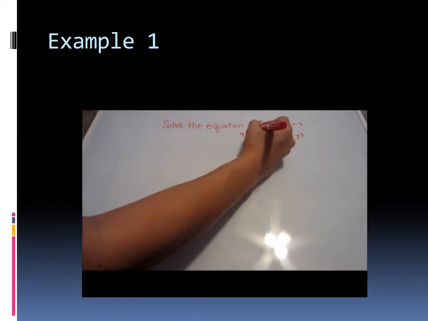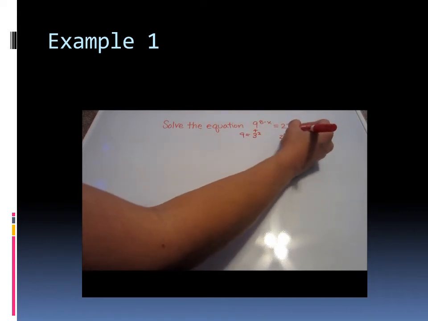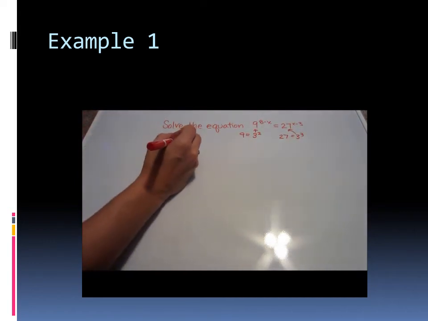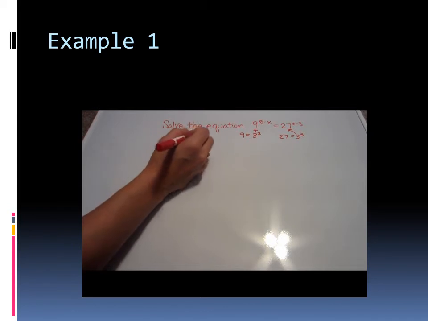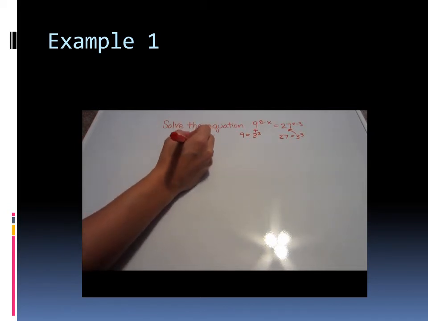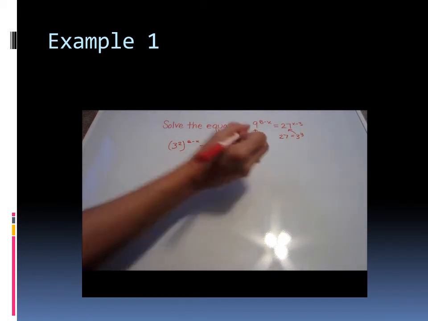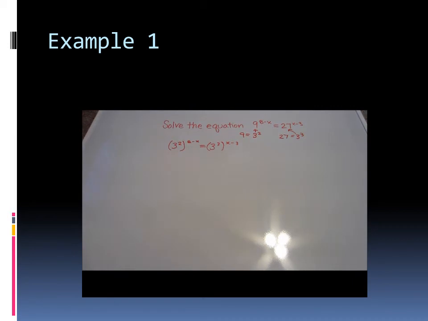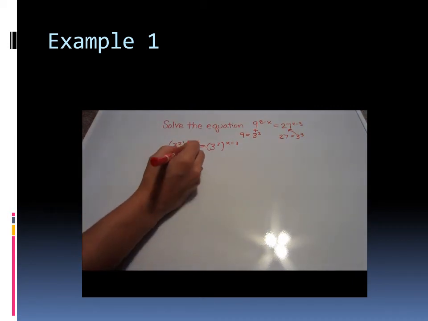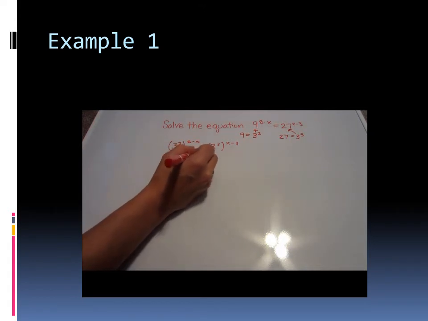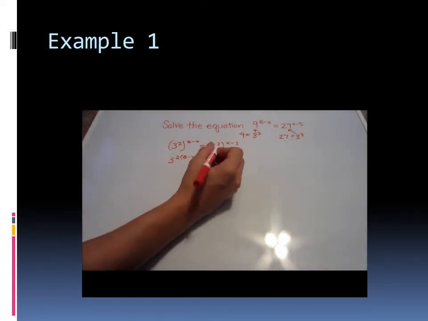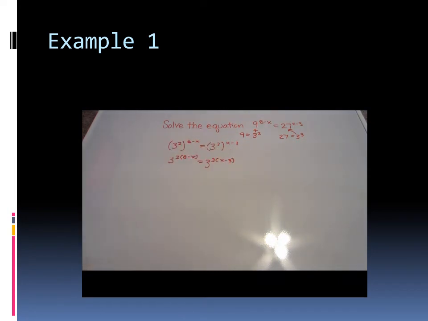So now we can replace these. Instead of 9, we're going to write 3 squared. Instead of 27, we're going to write 3 cubed. So when we rewrite it, we get 3 squared to the 8 minus x equals 3 cubed to the x minus 3. Remember, when we have a power to a power, we multiply the exponents. So you get 3 to the 2 times 8 minus x equals 3 to the 3 times x minus 3.